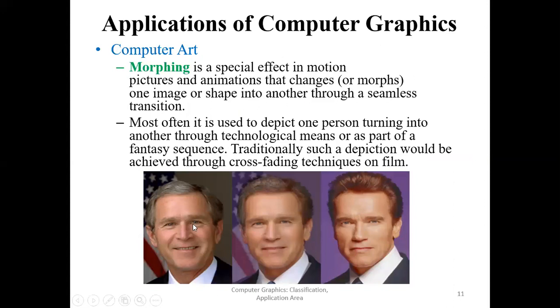That means here, as you see, the first one is a picture of George W. Bush, and in the third picture, what we did was make it look like that eventually George W. Bush changed to that other person. Okay, so this is called morphing, and most often it is used to depict one person turning into another person through technological means or as part of a fantasy sequence.